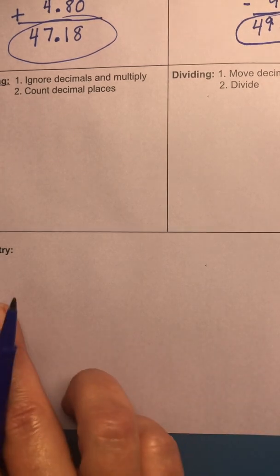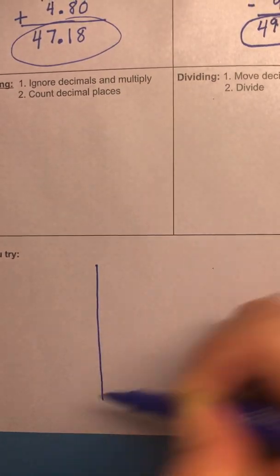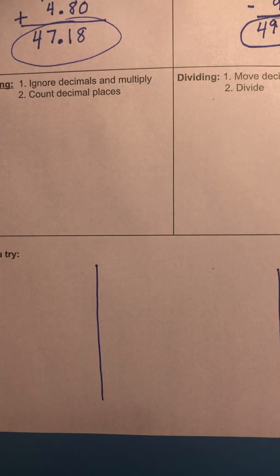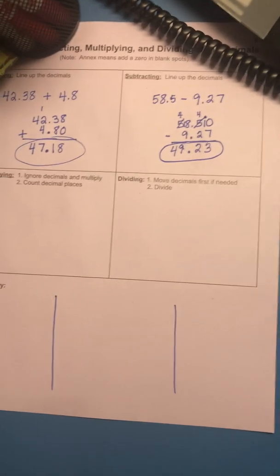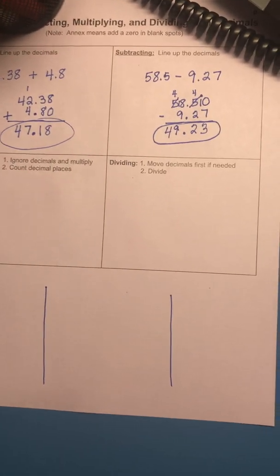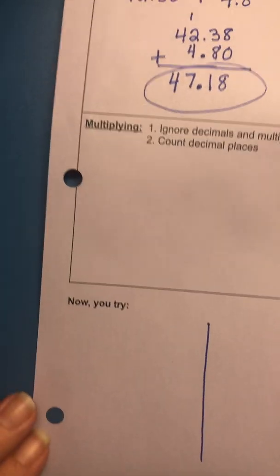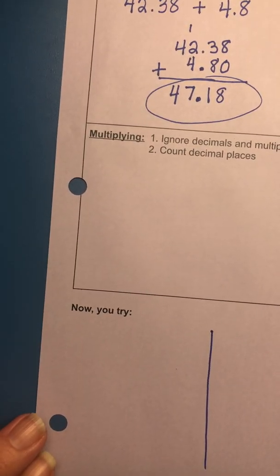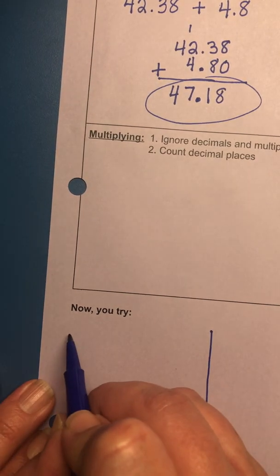So go down to the bottom of your page, okay, where it says now you try. And I want you to make 2 lines so that you have space for 3 problems, okay? So I'll make this big for a minute. Do you see how I have room for 3 problems, okay? So on the first one, I'm going to tell you the problem and you're going to try it on your own. We're going to do this problem.